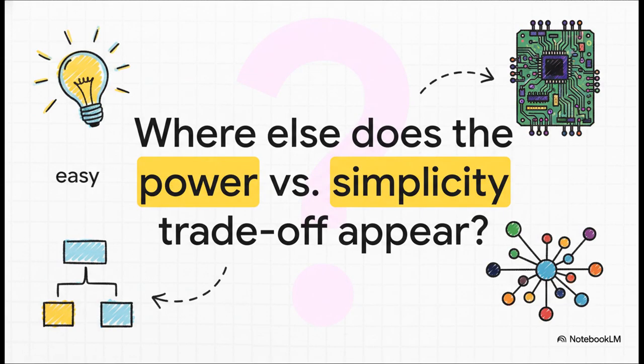And that brings us to a final, bigger thought. This trade-off, between something being simple and easy to use versus being incredibly powerful and complex, it isn't just about code. It is everywhere in technology. So have a think about it. Where else do you see it?